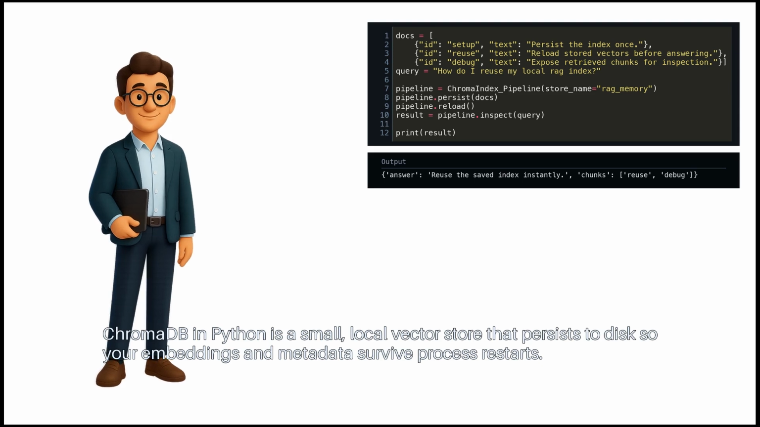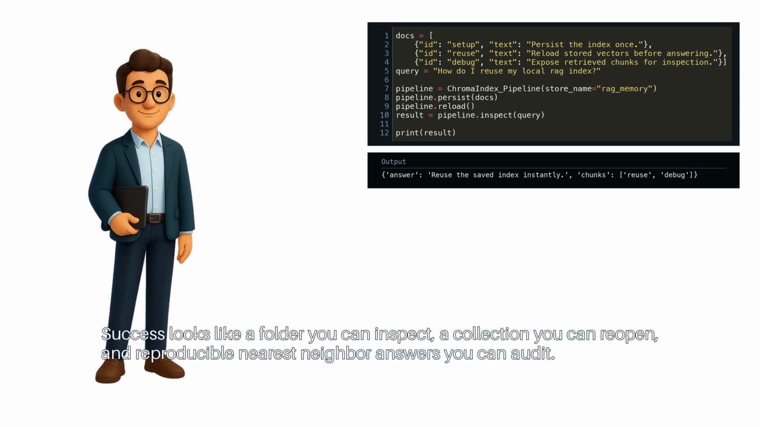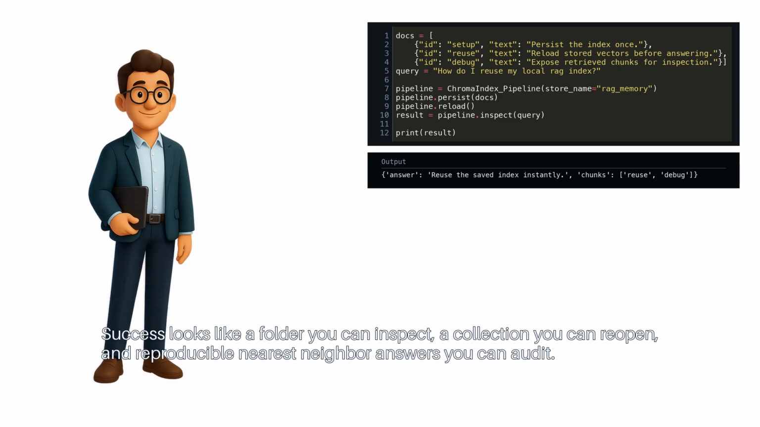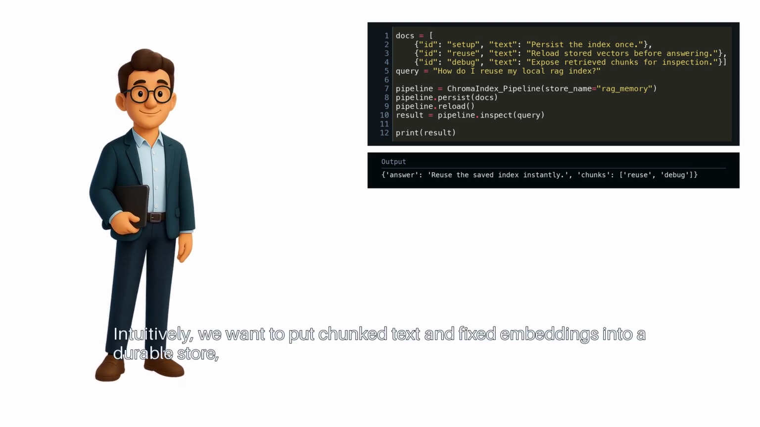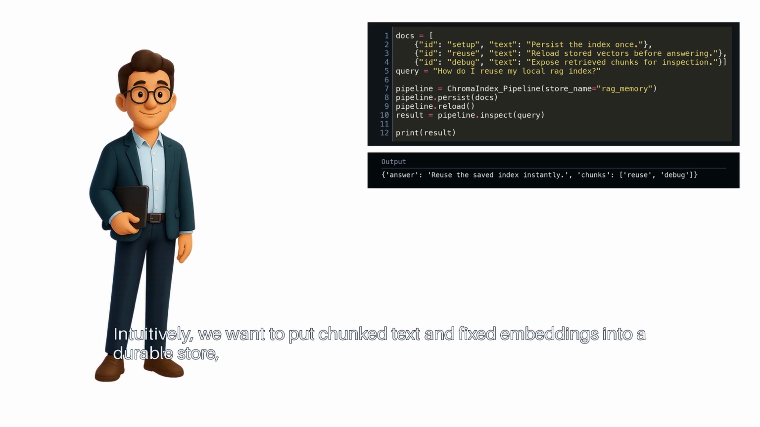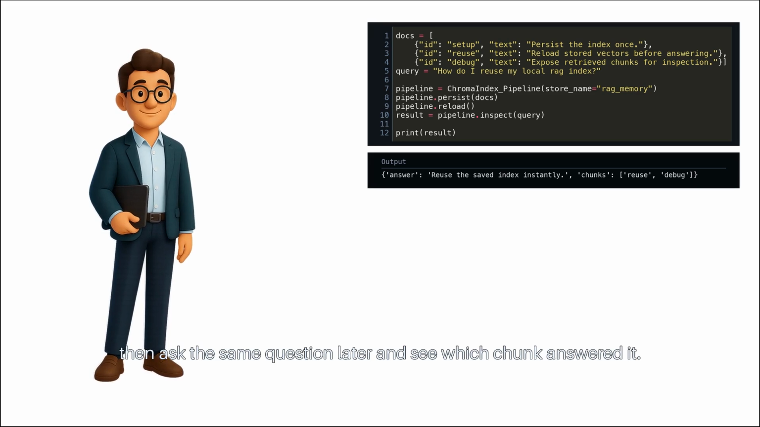ChromaDB in Python is a small, local vector store that persists to disk so your embeddings and metadata survive process restarts. Success looks like a folder you can inspect, a collection you can reopen, and reproducible nearest neighbor answers you can audit. Intuitively, we want to put chunked text and fixed embeddings into a durable store, then ask the same question later and see which chunk answered it.